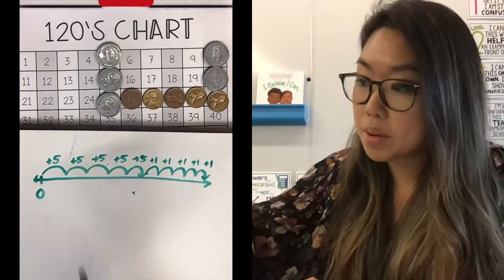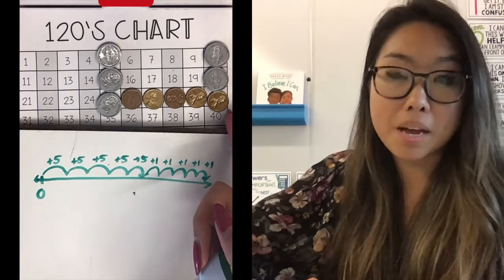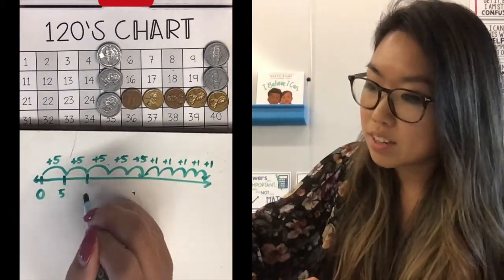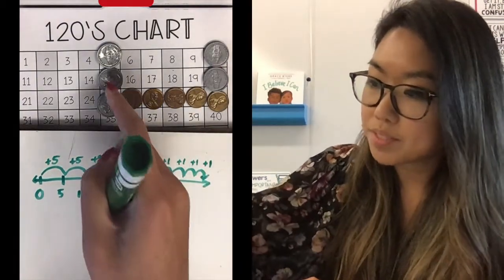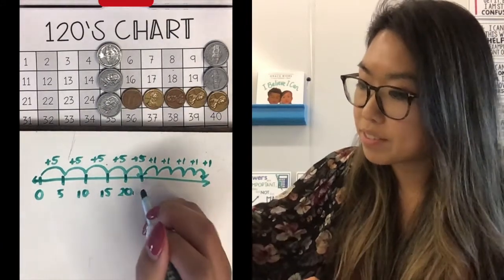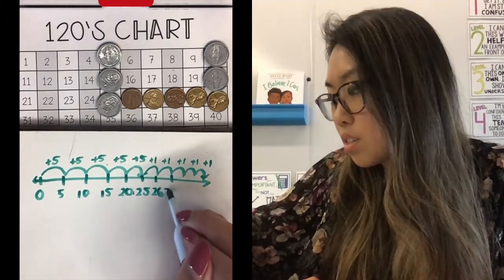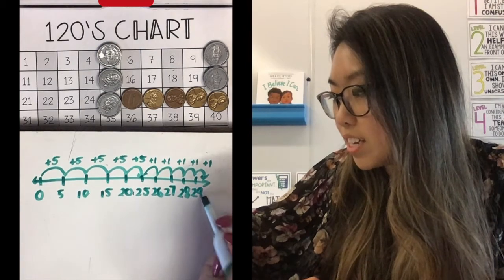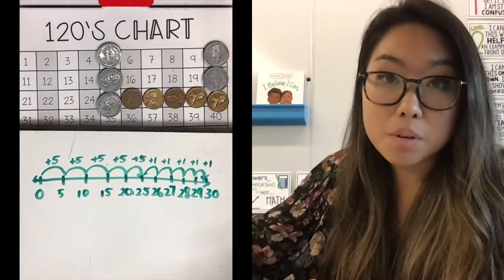Now I need to show my skip counting. If I have my hundreds chart here, I can use that to help me with my skip counting. So I know my first jump is this first nickel, which is 5. Then I have 10, 15, 20, and 25. Then I have 26, 27, 28, 29, and 30. That is how I can use the number line.